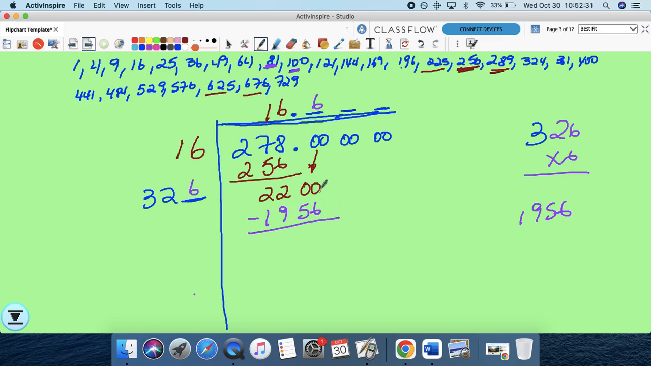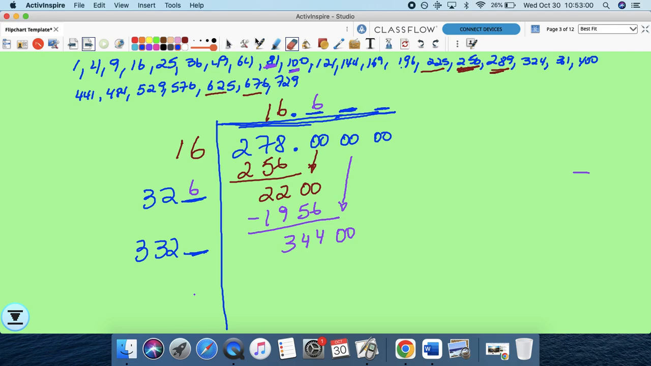1,956. Subtract. 10 minus 6 is 4. 9 minus 5 is 4. 11 minus 9 is 3. And that becomes a 0. What do we do next? We bring these 2 zeros down. Next step is to double whatever is on top here. So we have 166. We're going to multiply by 2. We get 332, and add an empty place value. So whatever number goes in here will also go in here. So try to guess. Estimate. I'm sorry. That's 35,000. This is 33. Uh-oh. Wait. Sorry.